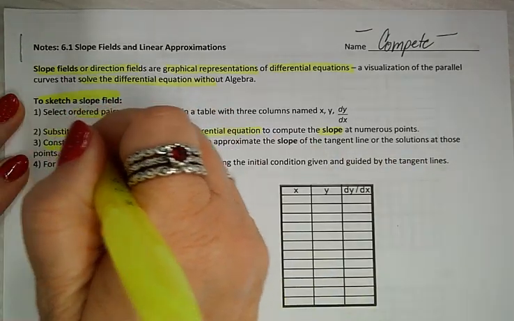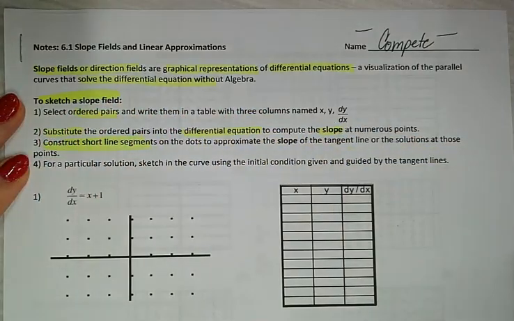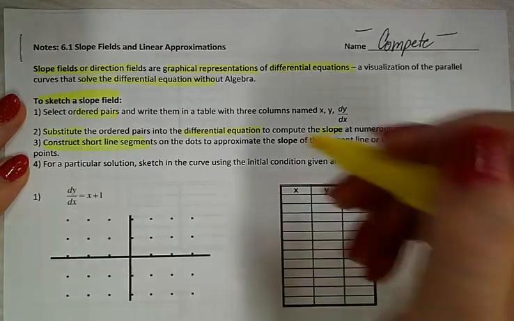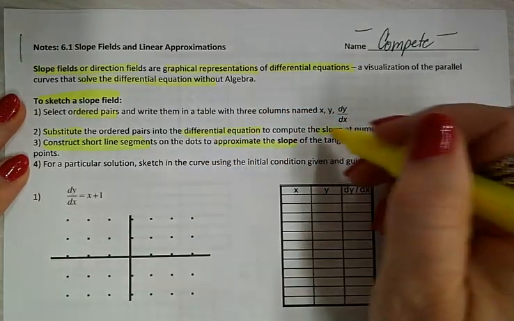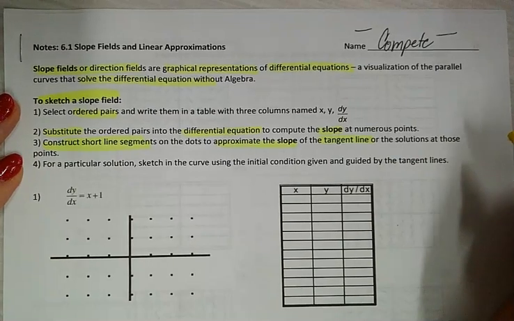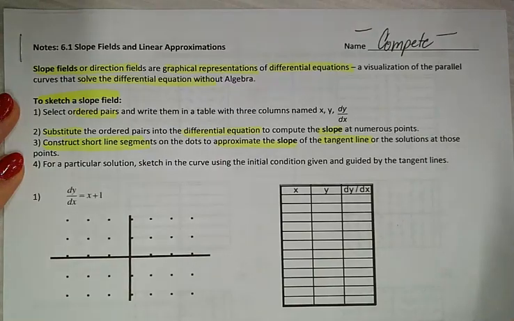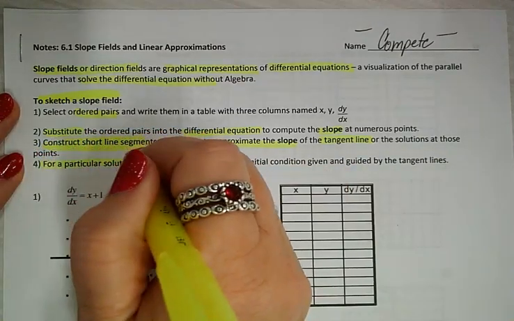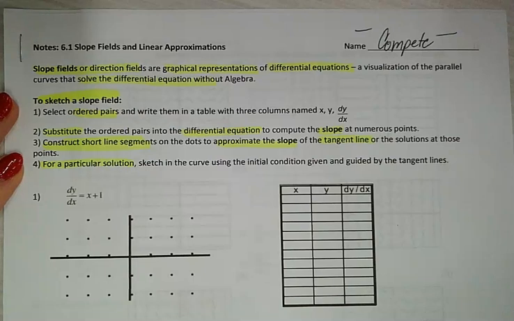And then we're going to construct short line segments on each dot to approximate the slope of the tangent line, or the solutions at those points, right? So that's what the tangent line is. So once we do that, then for a particular solution, that general solution, the picture is going to look like the general solution.